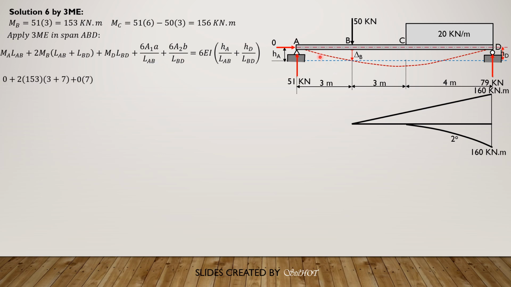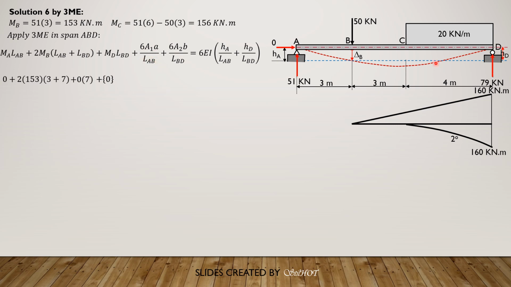Then this is because in AB, there is no load in between A and B. Remember, A and B are imagined to be simple supports. So there's this load 50, the support cannot bend the beam. So there is no value for 6A1 over A.